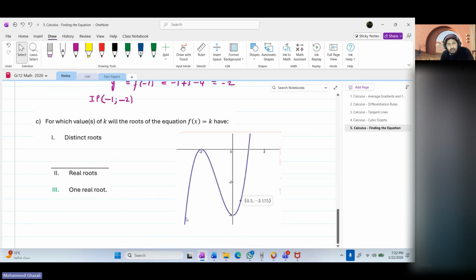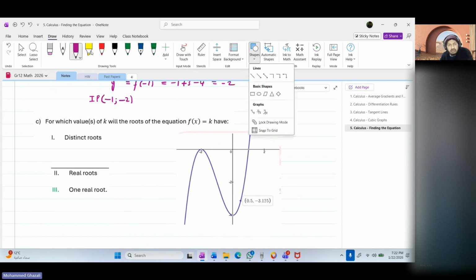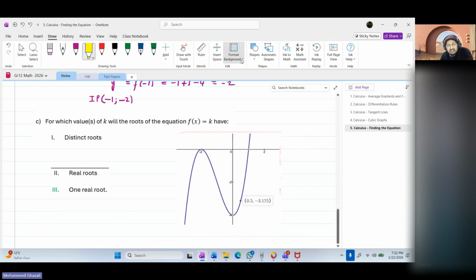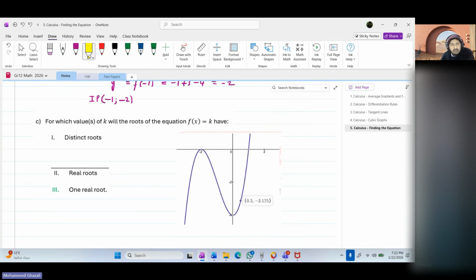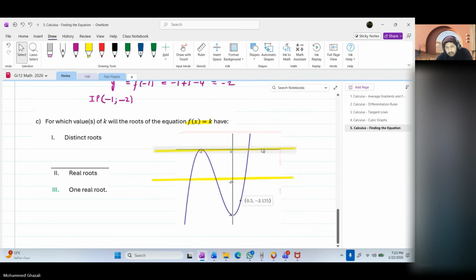Right, so when will the equation have three different roots? Let me draw a horizontal line. Whenever you're finding roots, you are looking at y values. So look at this, f of x is equal to k. We first draw a horizontal line and move that horizontal line everywhere. Currently on the x-axis, it has two roots, 1, 2. So you can say three real roots because that one is repeated.